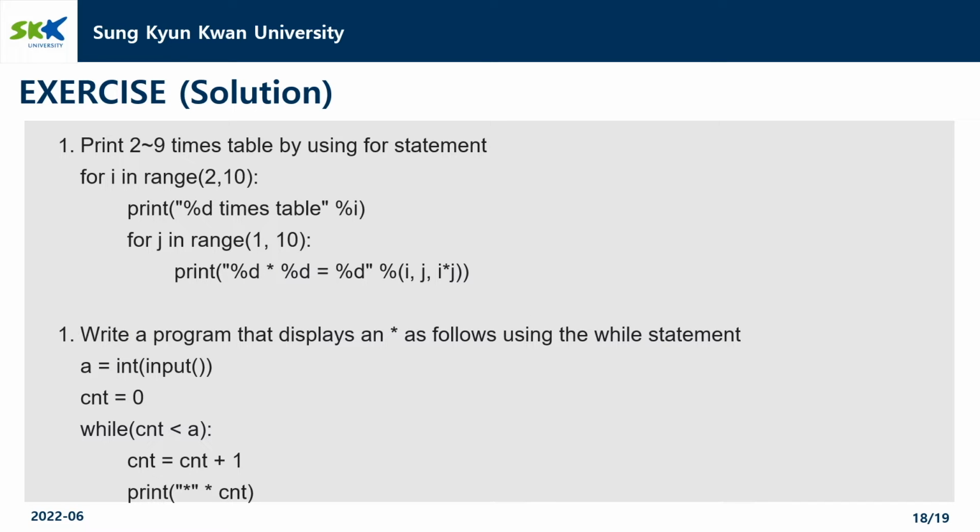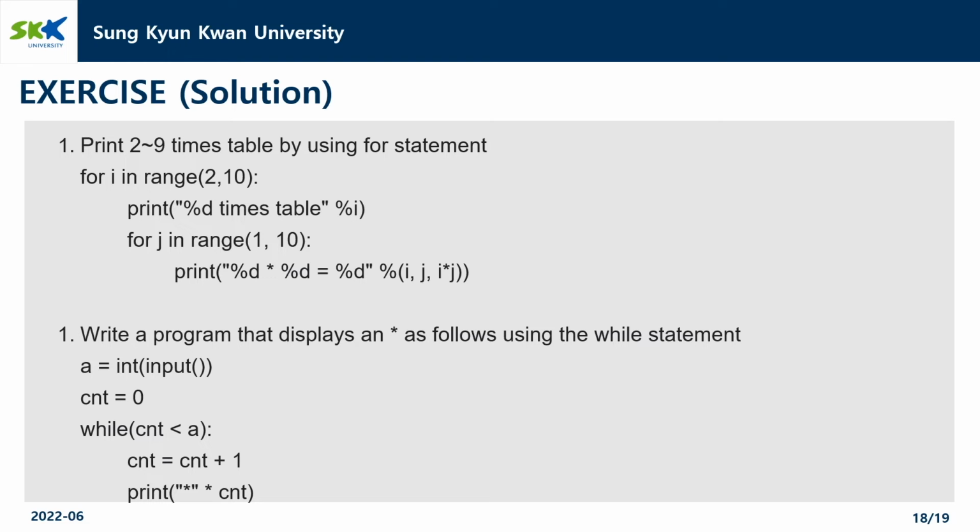The first problem was to print the multiplication table using the for statement. Using the for statement and the range function, you can simply print the multiplication table as follows. In the first for statement, numbers 2 through 9 are assigned to i in turn. At this time, the number of stages is printed. In the second for statement, numbers 1 to 9 are substituted for j, and the next print statement is executed.